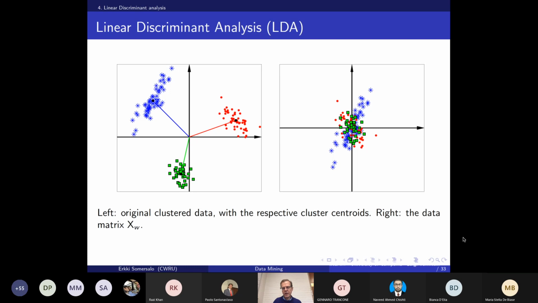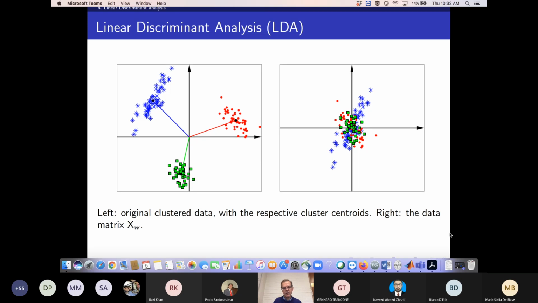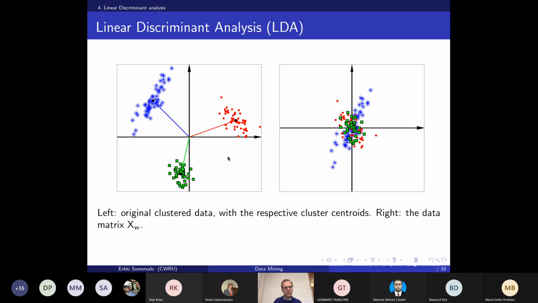So that looks like a counterproductive way to do, because what I was trying to do is find the gaps between the data. But this is a tool to make the data clusters as compact as possible. So you will see what that means. XW is now the data which you see on the right. Each cloud has been moved to the origin, around the origin. Okay, so this is my XW.